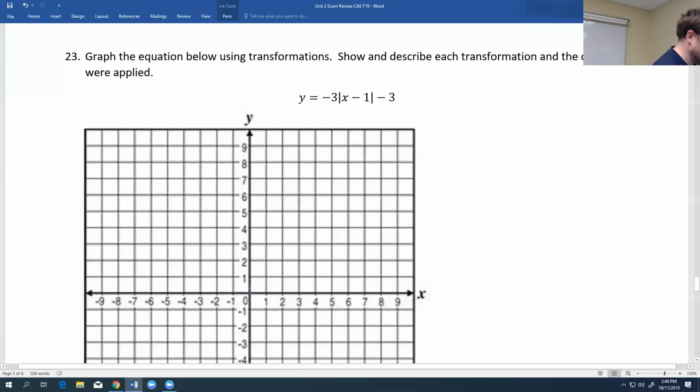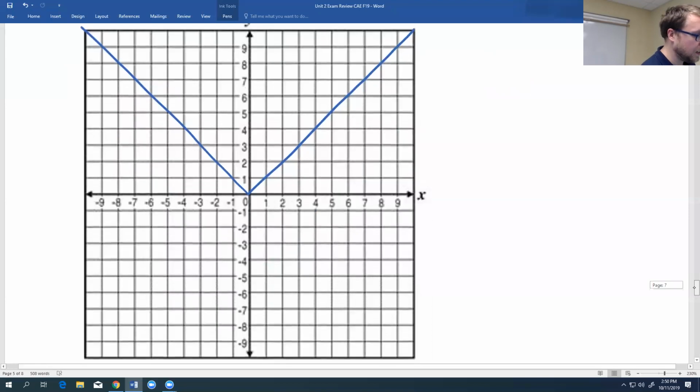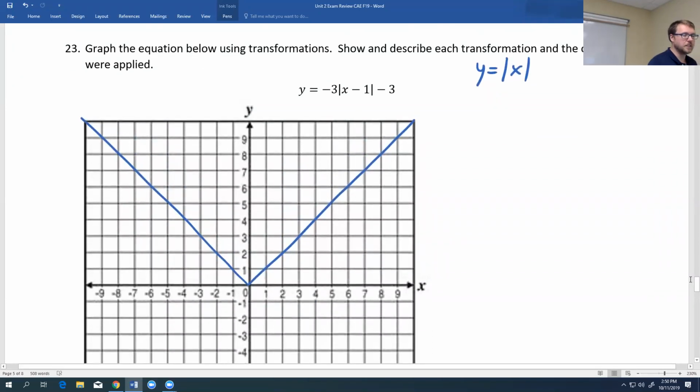So my parent function is y equals the absolute value of x. It looks like that. And then what I would suggest doing first is, let's see, do I want to just go through each one? I'll do the reflection first.